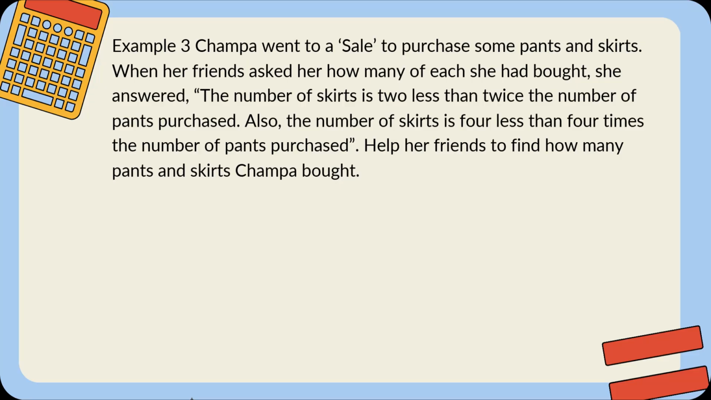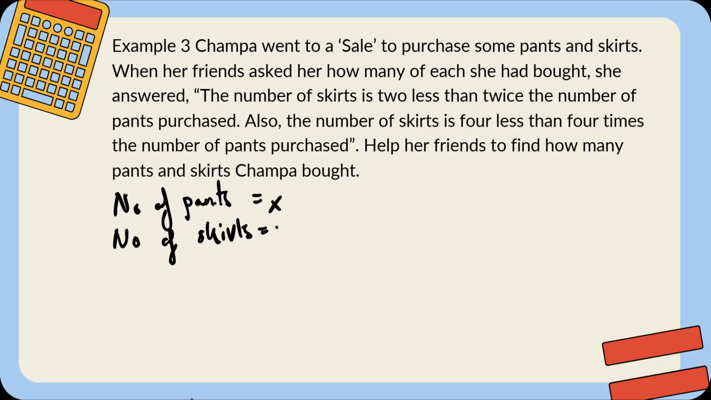So how do we do this? Let's say the number of pants. We'll first write the number of pants Chamba purchased. So let's say the number of pants she purchased was X. Now the number of skirts she purchased, let's say the number is Y.